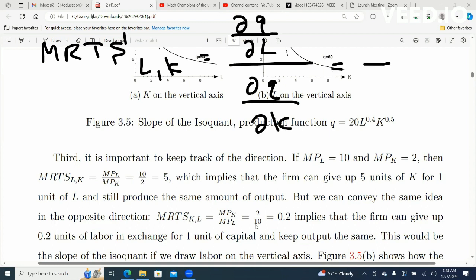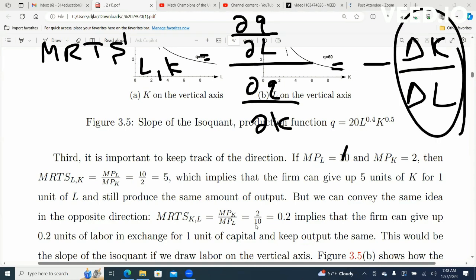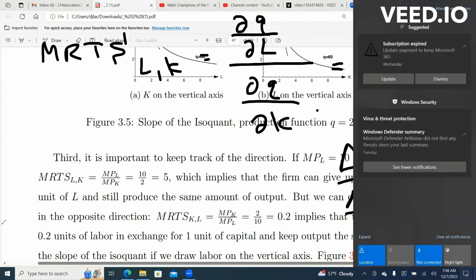This is going to equal negative. It does have to be rise over run. So if it's the graph on the left where K is up, it has to be negative the change in K over the change in L. The rise over run is negative because the slope from the graph of Cobb-Douglas is always negative. Therefore, negative the graph.